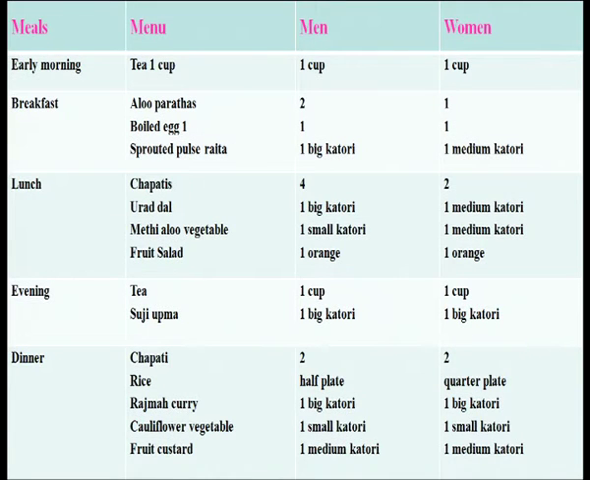For example, there is a need for the breakfast. Of course, during breakfast, what can be the menu? There is aloo paratha, boiled egg or sprouted pulse raita. Those who do not eat the egg can increase the amount of pulse or sprouts, or they can also have an increased amount of curd, so that two items are given here.